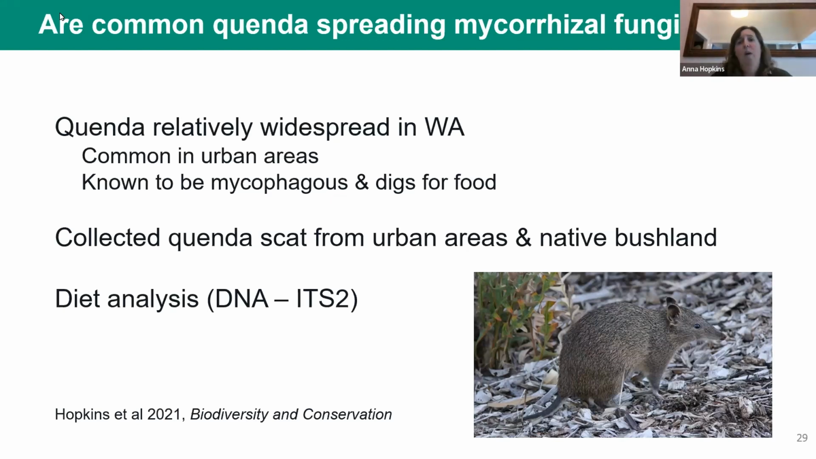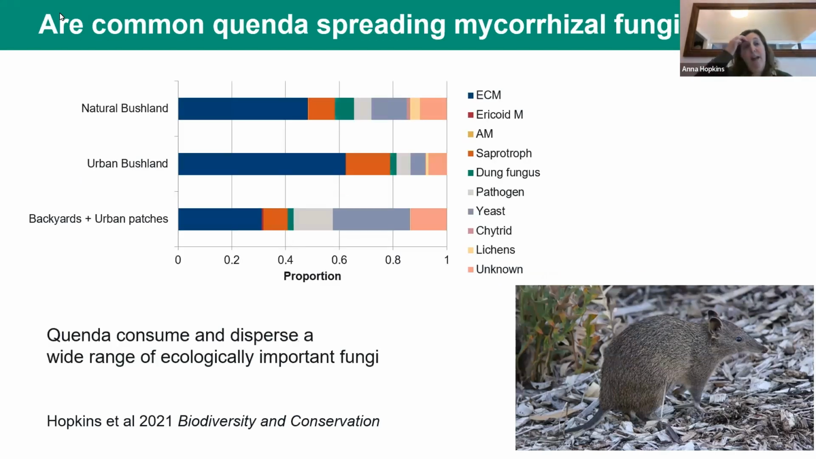So we collected quenda scat from some urban areas and native bushland in the south of Perth, in the city of Mandurah. And we analysed this to see what fungi were present in those scats. So we used the DNA and again sequenced the ITS2 region. And what we found was that there were lots and lots of fungi. Some quenda scats had up to 82 species of fungi in them, I think. And of course, those fungi won't all be species that are deliberately eaten. Some of them will be fungi that are present in other food or animal material that the quenda have eaten.